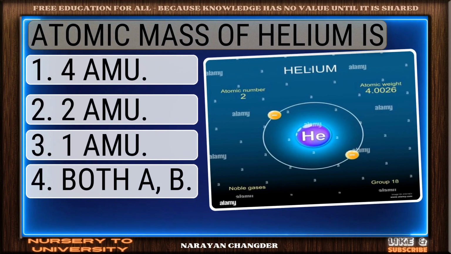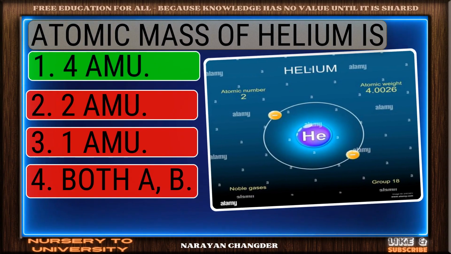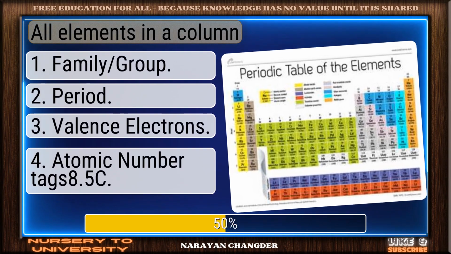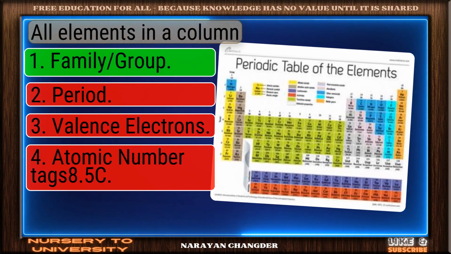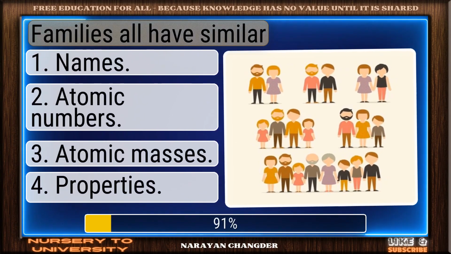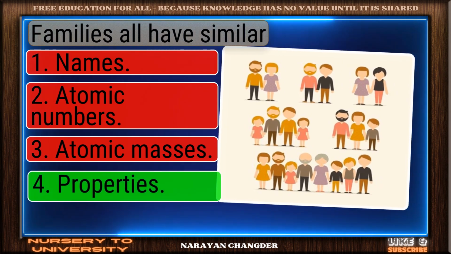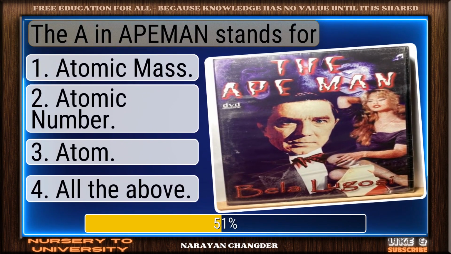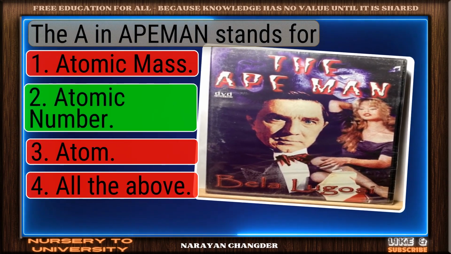Atomic mass of helium is... Nicely done. 4 amu is the solid answer. All elements in a column. Correct. Family group is the right answer. Families all have similar. Strong choice. Properties is the right answer. The A in Amu stands for. Solid response. Atomic number is a valid choice.